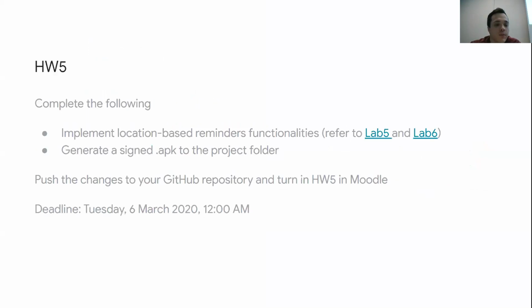The deadline for the last homework is Tuesday, 6 March. So I think it's 2 weeks from today, or 3. Anyway, the task for homework 5: you need to push the changes for location-based reminders. As you remember, homework 4 was the changes for time reminders. So this code that we implemented during lab 5 and lab 6, you need to push. And I will show you how to build an APK, so you also send it to the project folder.